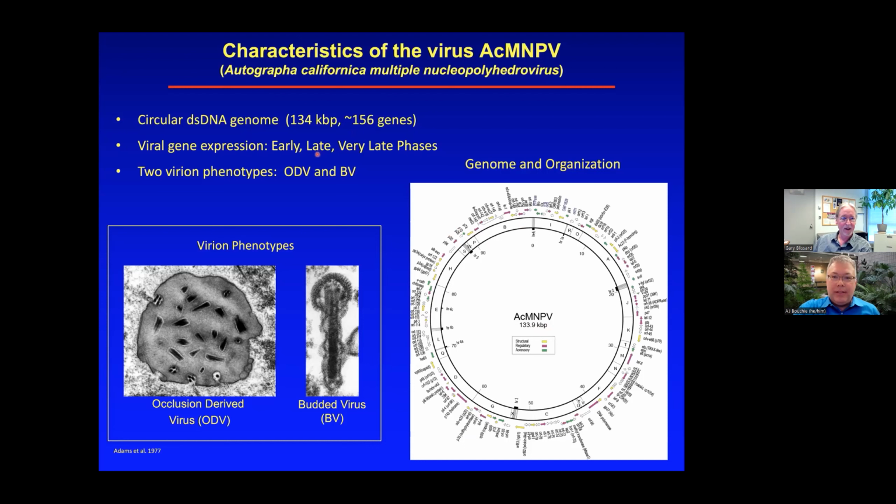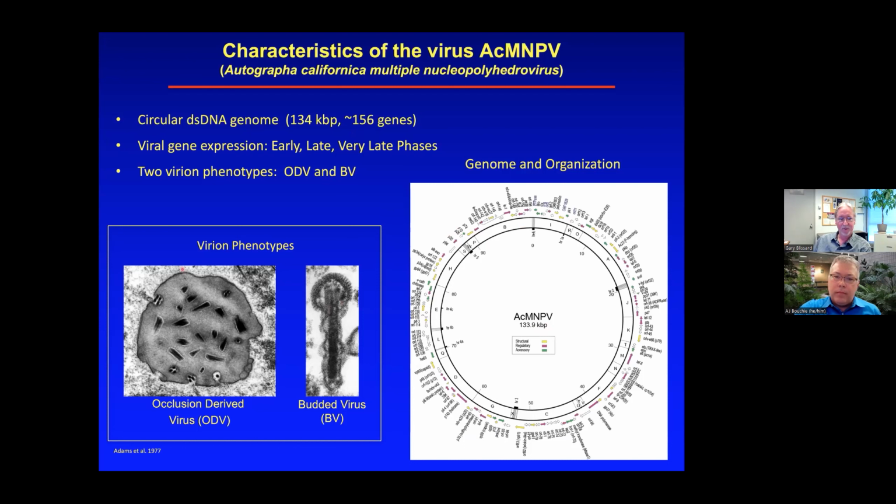data that exists. So the infection cycle is also kind of complex. It starts with an early phase where some genes are expressed. They turn on late genes. Late genes then lead to another set of genes called very late genes.